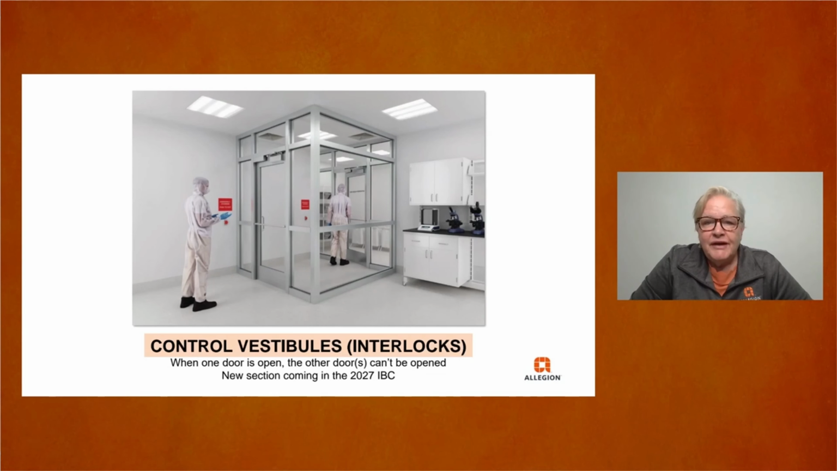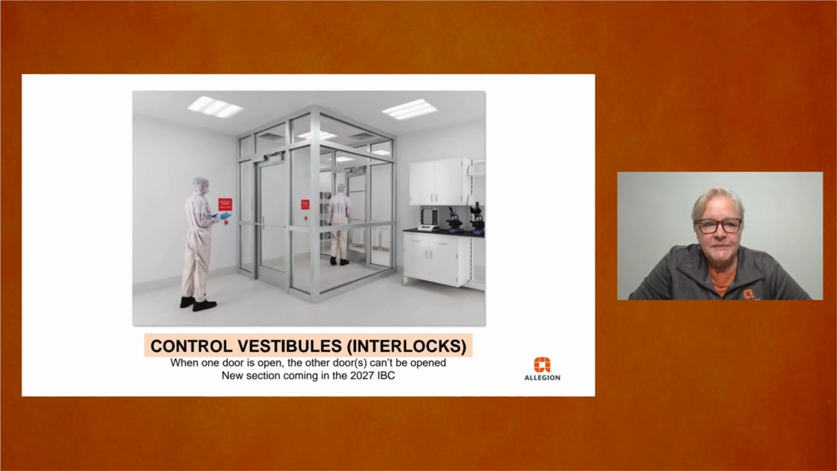Finally, as we talk about special locking arrangements, I should say, there will be a new section in the 2027 I codes that covers interlocks, or in the code, they're called control vestibules. So this is an application that we commonly see in clean rooms and high security areas, was not covered by the code before. So there were inconsistencies between jurisdictions and from one AHJ to the next. So the way this works is when one door is opened, the other door cannot be opened until the first door comes to a close. So I will have a future session on this one.